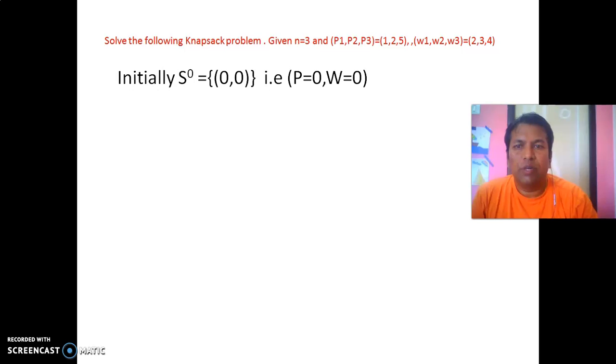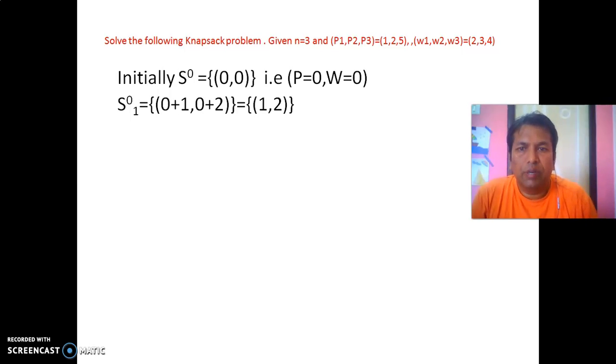Now we are going to generate the S1^0 set. S1^0 means we are considering the first object. The profit of the first object is 1, and the weight of the first object is 2. Those values are added to the tuple given in S^0. So 0 plus 1, 0 plus 2. Now if you add them, we get the tuple (1, 2).